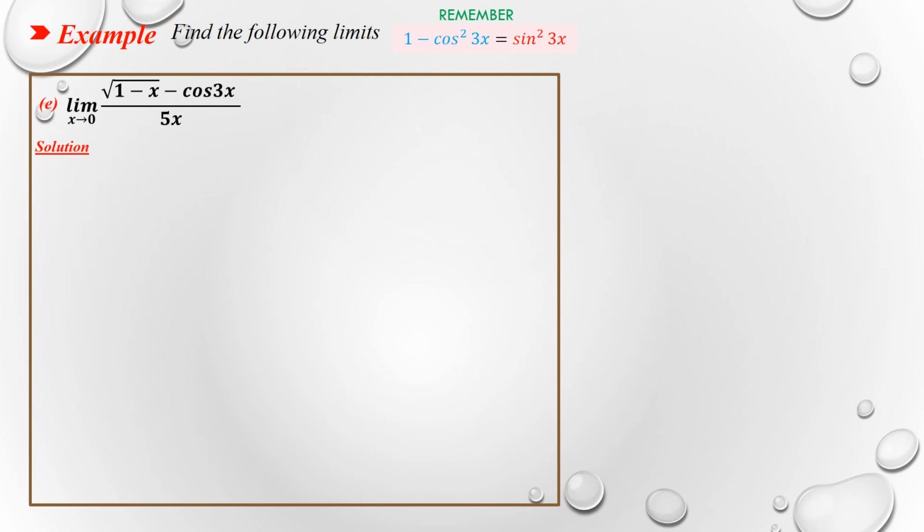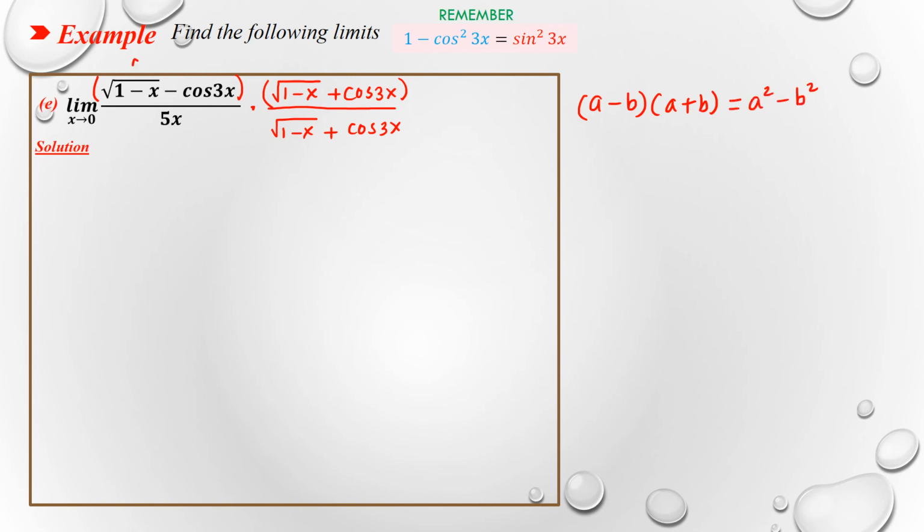In part E, you have to find the limit of square root of 1 minus x minus cosine 3x over 5x when x goes to 0. And the best way to do that is to multiply by the conjugate, square root of 1 minus x plus cosine 3x, divided by square root of 1 minus x plus cosine 3x. As you know, if you multiply a minus b by its conjugate, a plus b, the answer would be the difference between two squares, a squared minus b squared. This is a in our question and this is b.